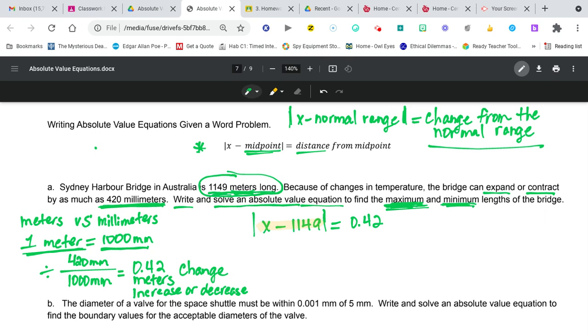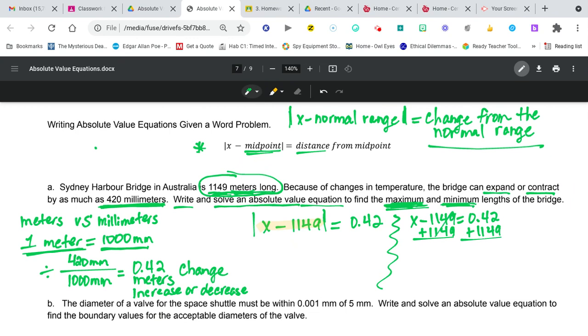But let's go ahead and set it up. Equation 1 will be x minus 1,149 equals 0.42. That's going to give you your maximum, guys, because we're going to end up adding 1,149 on both sides.